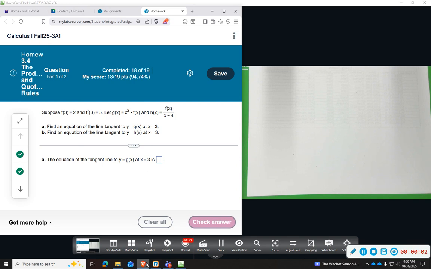All right, number 19, we had two parts. Suppose f of 3 is 2, f prime of 3 is 5, g of x is going to be x squared times f of x, and h of x is going to be f of x divided by x minus 4. We're going to find the equation of the tangent line to y equals g of x at 3.